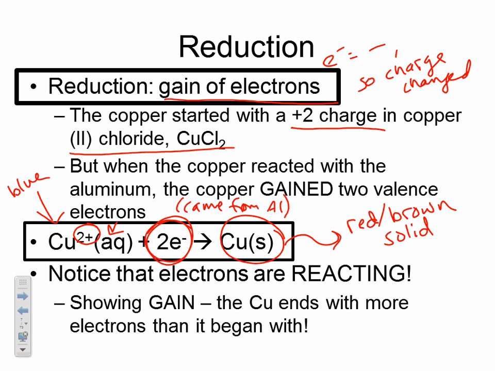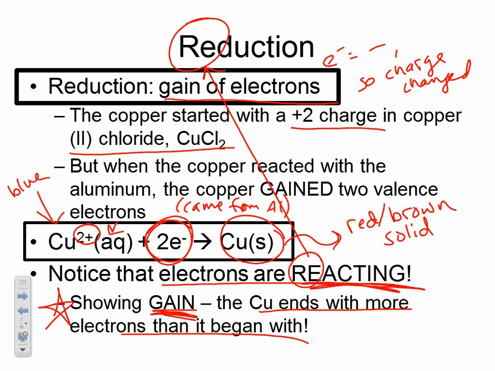And notice when we look at this that the electrons are actually reacting. They're not products anymore like they were in the previous one, where the aluminum started with all of its electrons and then let 3 of them go. Now the electrons are actually reactants. Electrons are reactants in reduction. And this shows the fact that the copper is gaining. The copper didn't start with these 2 electrons. Those 2 electrons were added on to the copper, and the copper ends, this is a massive point, with more electrons than it started with.